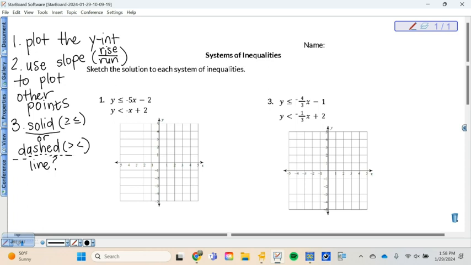Okay, now I've drawn my line, so then what's the last step? Shade it. Shade above or below. Shade above if we have greater than or greater than or equal to. Shade below if we have less than or less than or equal to.